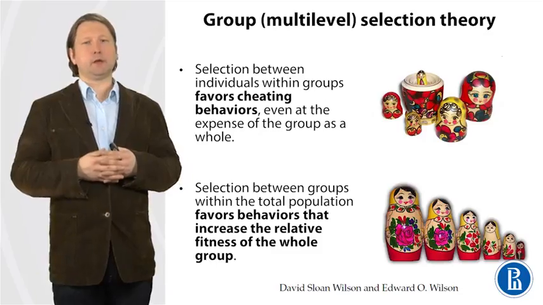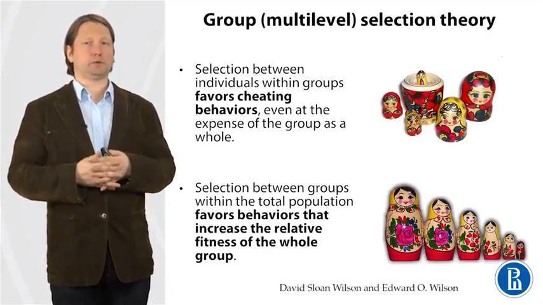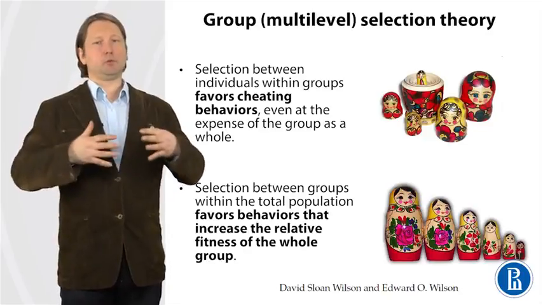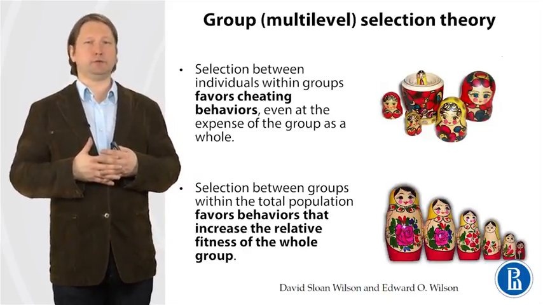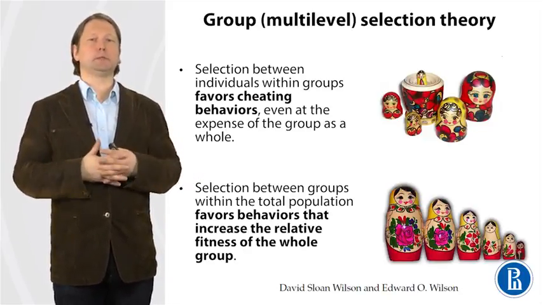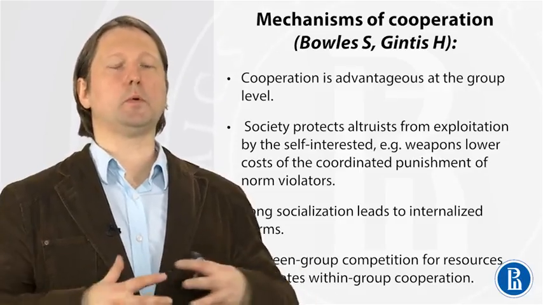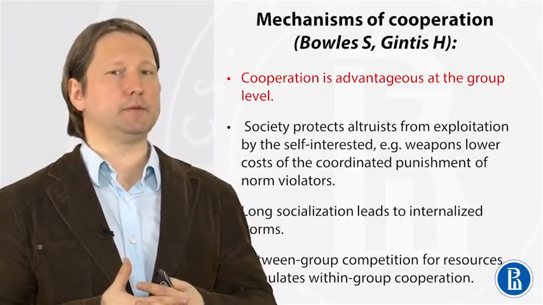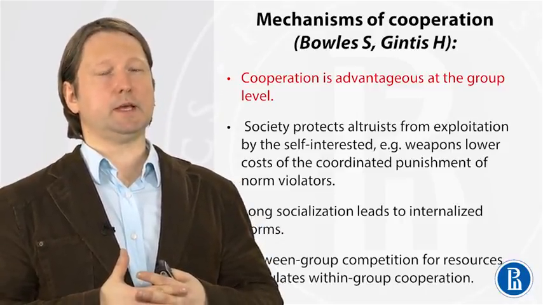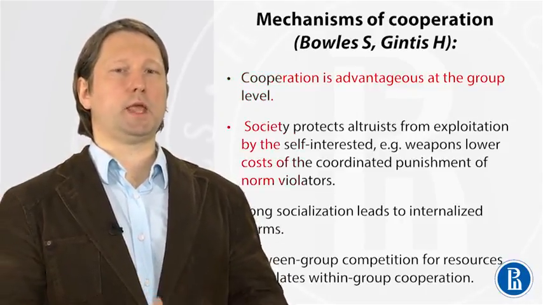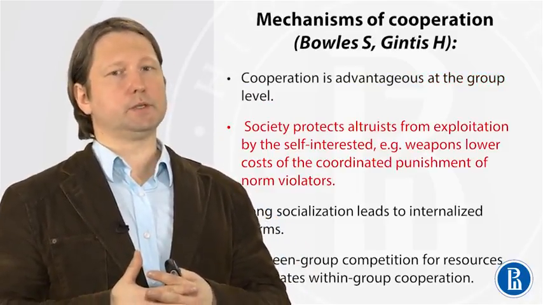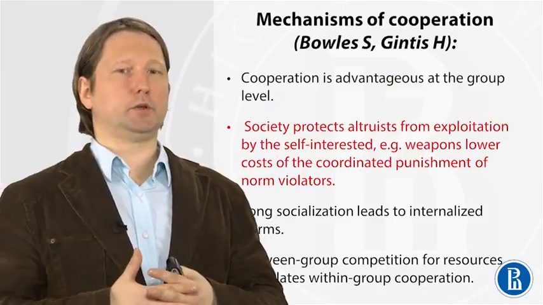So it looks like we're very well suited for cooperation. Modern theory suggests that at the group level, cooperation is advantageous. When we compete with other groups, it makes sense to cooperate within the group because it brings us additional benefits. In our society, it is quite easy to protect the group of altruists, the group of cooperators, from free riders. We can actually punish non-cooperators.